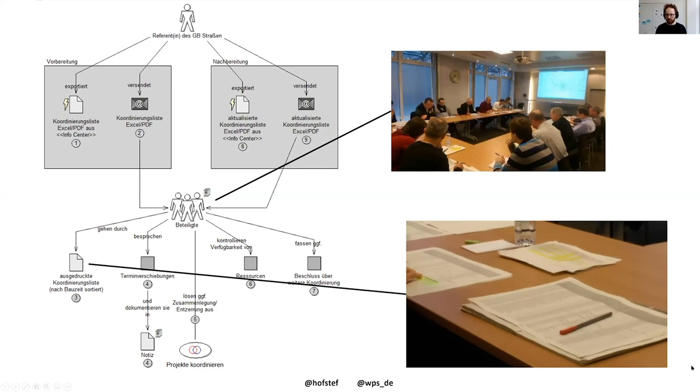For example, here on the right, you see this actual printed out coordination list, and you see a person going through the list with a ruler because there are so many lines on it. If you don't have a ruler, you will lose the line, and then you cannot talk about it. And on the screen here in front, you see a map. So this is how this meeting was going on. And domain storytelling here really helped us to identify which meetings to attend and interpret what was going on in that meeting.